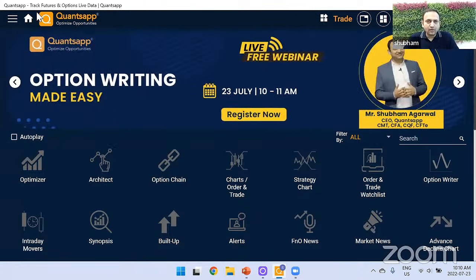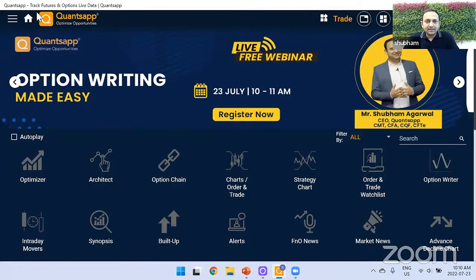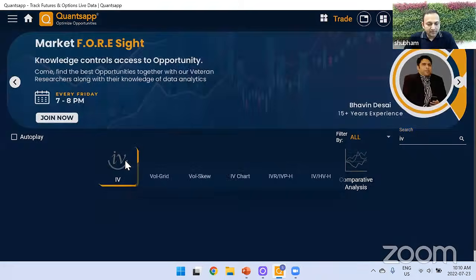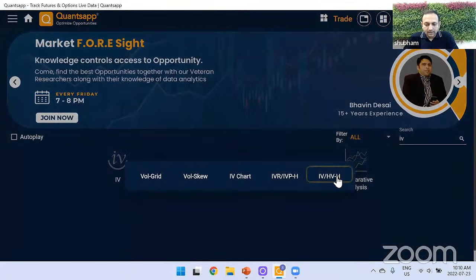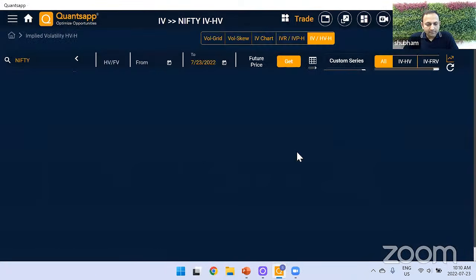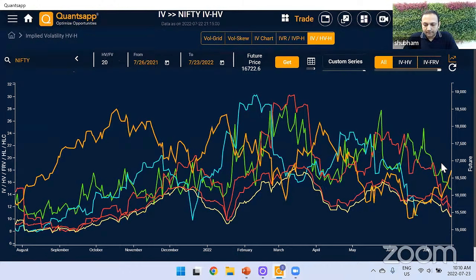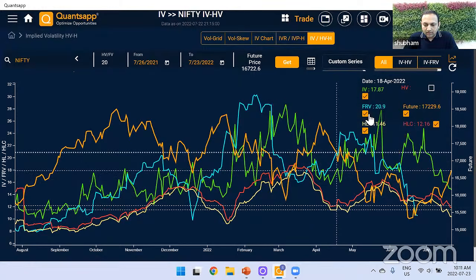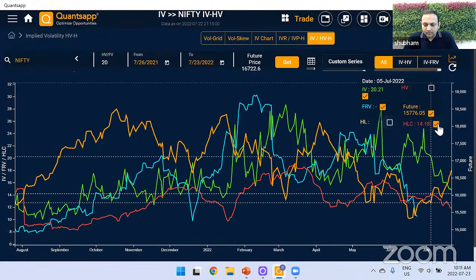So if we have to plot what the writer's payoff has been historically, we can achieve that by going into the tool and opening the IV section. What I'm interested in is looking at the IV minus FRV. There are a lot of line charts that we see here, so we'll just remove the other data points which we don't need for now.